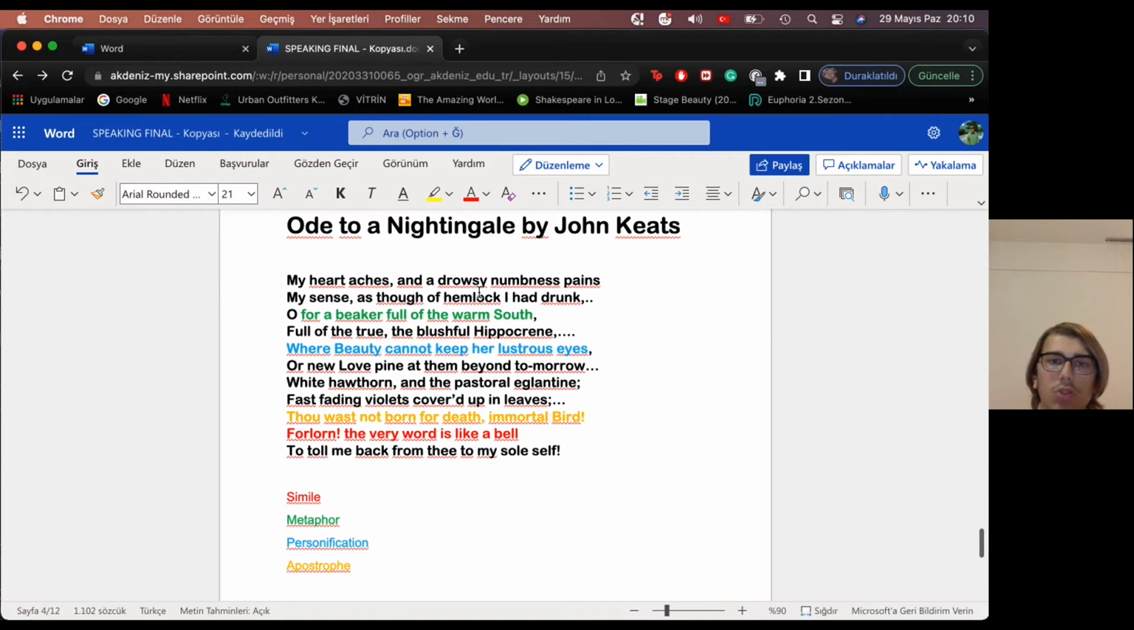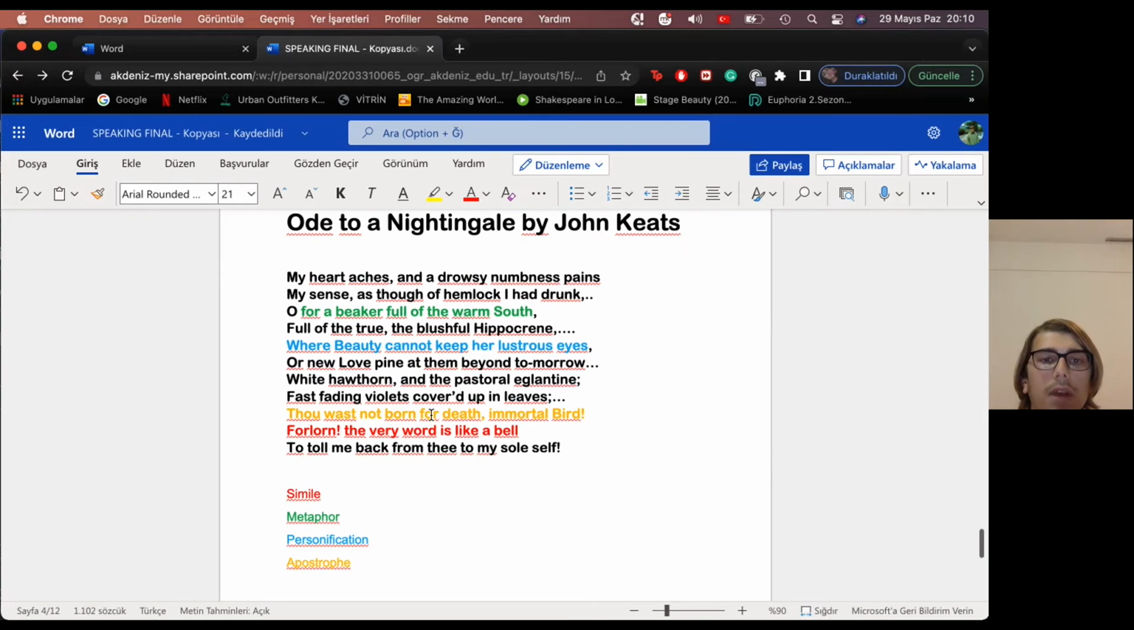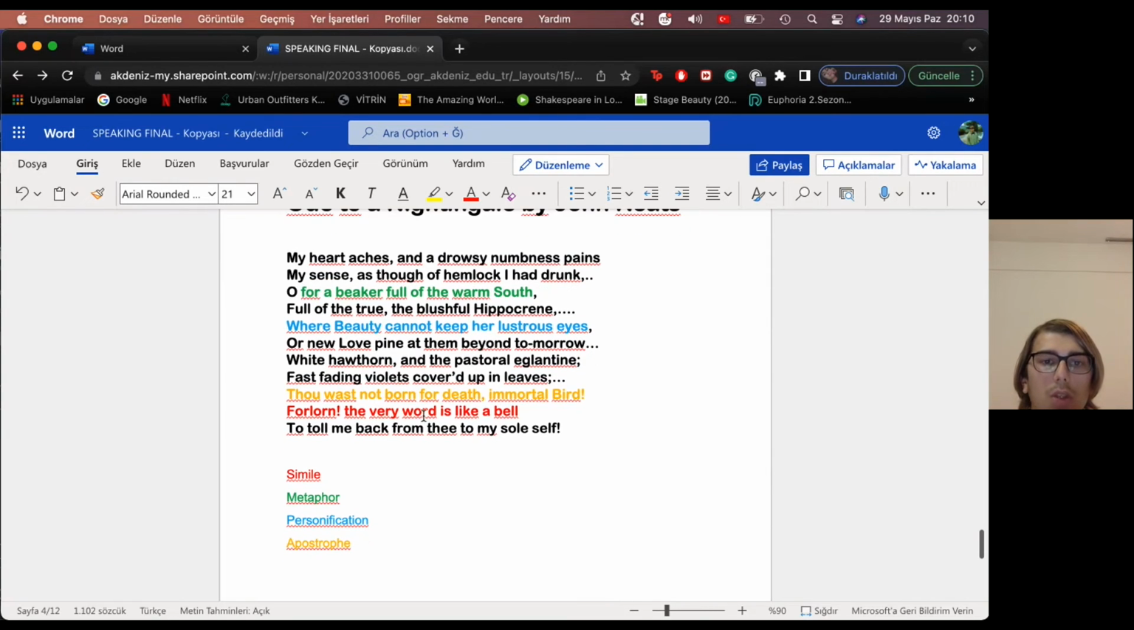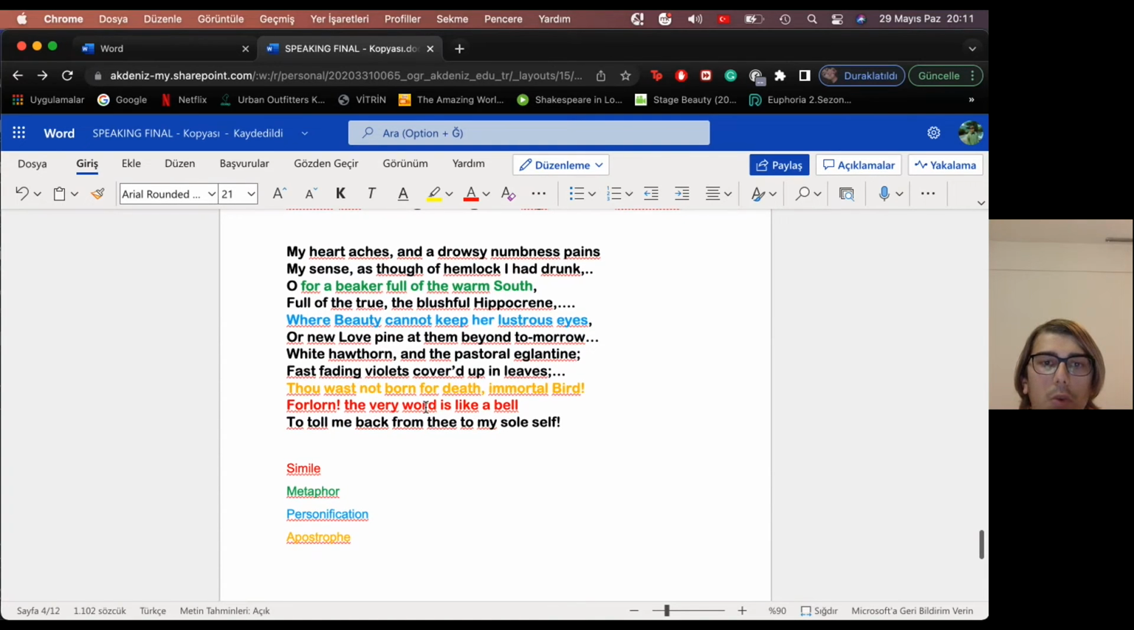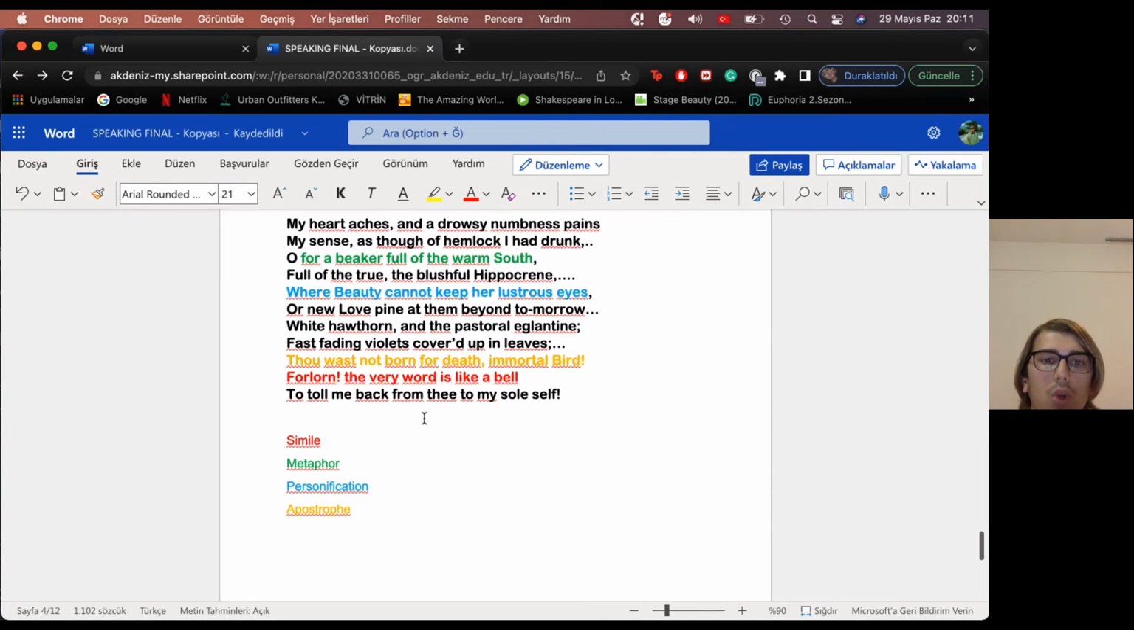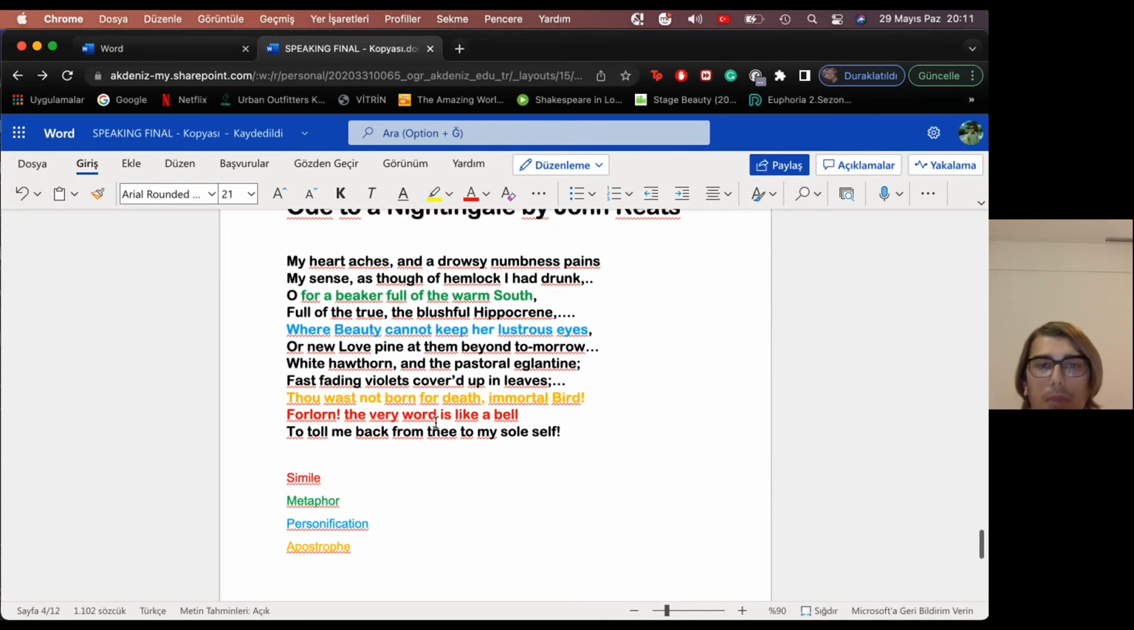My heart aches and a drowsy numbness pains my sense, as though of hemlock I had drunk. Oh, for a beaker full of the warm south, full of the blushful Hippocrene, where beauty cannot keep her lustrous eyes, or new love pine at them beyond tomorrow. White hawthorn and the pastoral eglantine, fast fading violets covered up in leaves. Thou wast not born for death, immortal bird. Forlorn, the very word is like a bell to toll me back from thee to my sole self.